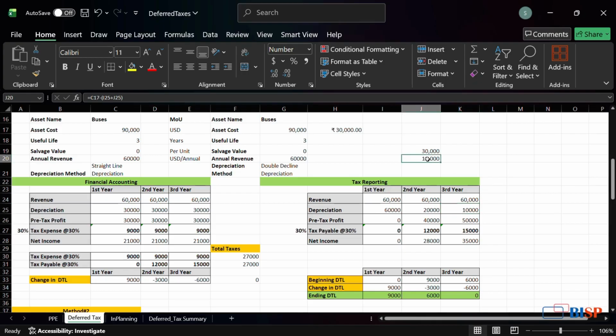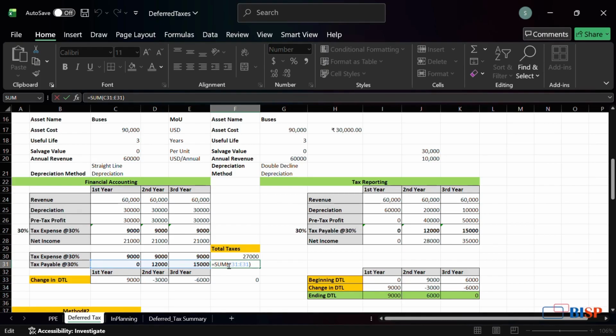Normally, double declining balance would calculate depreciation as per the given formula, however, since the asset must be fully depreciated by the end of its useful life, we depreciate the entire remaining balance. So the final year's depreciation becomes 10,000, leaving a closing book value of 0. So pre-tax profit is 60,000 minus 10,000, which is 50,000. Tax payable is 50,000 multiplied by 30%, which is 15,000. If we total the taxes across all 3 years, we get 0 plus 12,000 plus 15,000 equals 27,000.